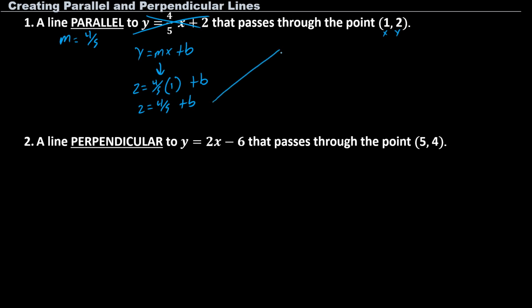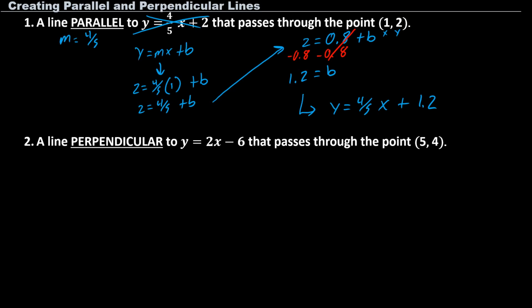To save space, we're going to write it back up at the top. So 2 is equal to, and we're just going to call this 0.8 plus b. Now we're going to subtract that 0.8 onto the other side. So 2 minus 0.8 gives us 1.2, which is what b is equal to. That tells us that our parallel equation is y equals 4/5 x plus 1.2.